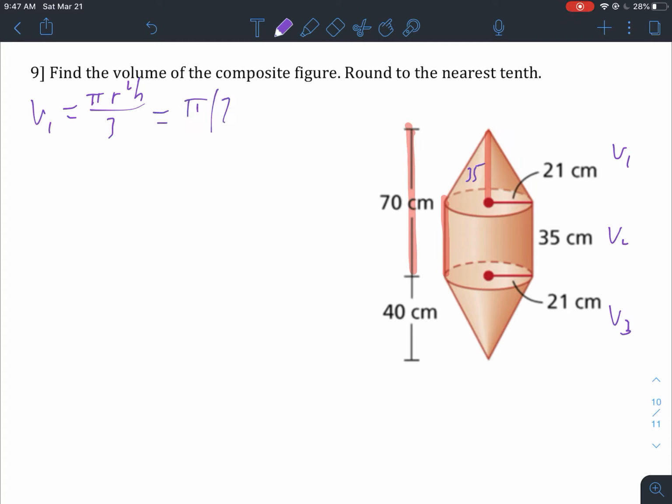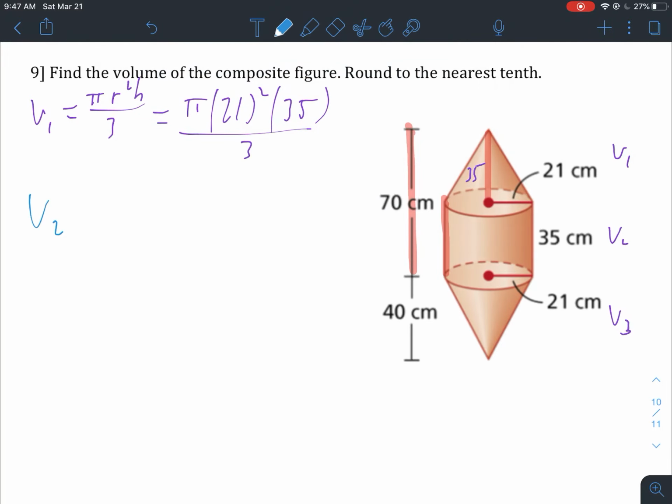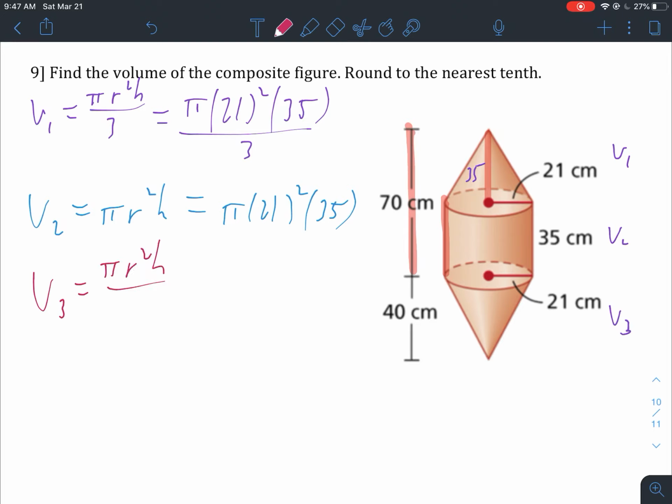So I get pi r squared h over 3. We'll just leave it like that for now. We'll come back to that in a little bit. Volume 2 is a cylinder. It's pi r squared h. We have everything we need for that. And volume 3 is again a cone, pi r squared h over 3. The radius of this cone is 21 again. The height is 40.